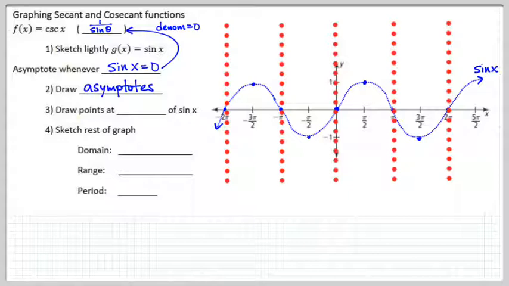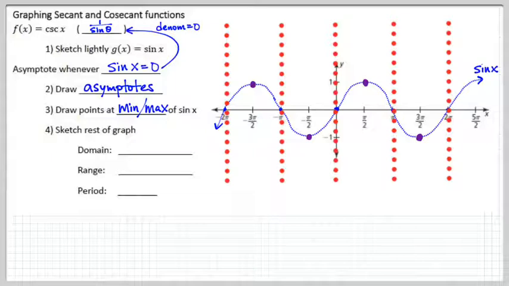Okay, so now we're going to draw the min-max points of sine x, and the reason we do that is because the reciprocal of sine x is our cosecant. The reciprocal of 1 here, y is equal to 1, so the reciprocal of 1 is 1. So the cosecant and the sine graph have a common point right here.